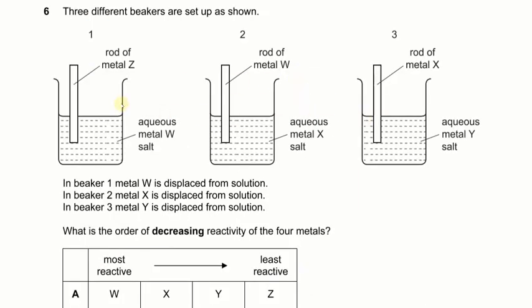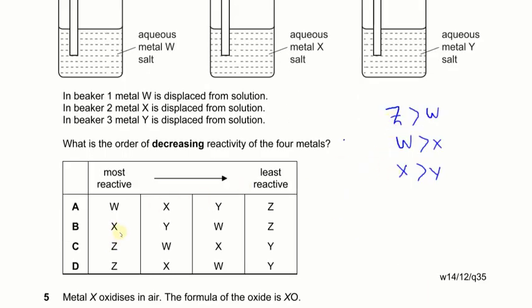So in the next reaction, we got three different metals, rods Z, W, and X, and they're saying in beaker 1, metal W is displaced from solution. Metal W is displaced, that means Z is more reactive than W. In 2, X is displaced, that means W is more reactive than X. And in 3, Y is displaced, so X is more reactive than Y. What is the order of decreasing reactivity of these four metals? So from the information we can say that Z is the most reactive and Y is the least reactive.